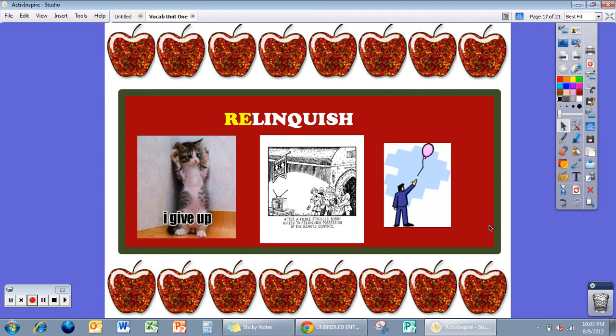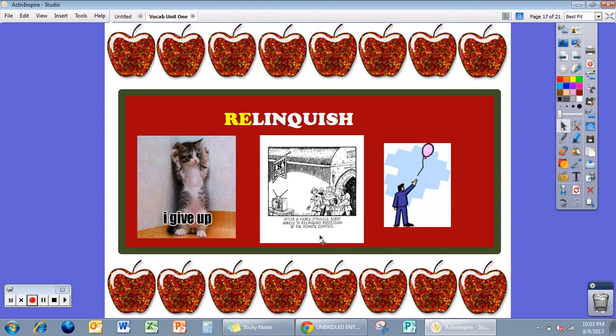All right, relinquish. Notice the prefix re. Re means again or back. And so relinquish means to let go, to give up. So you're giving something back that maybe you had, and you're letting go of it. You're giving it away. So I love this little kitten who says, I give up, to let go. So the kitten is letting go, giving up.